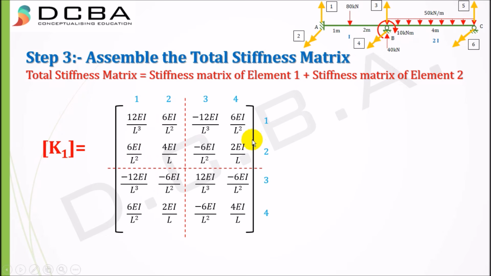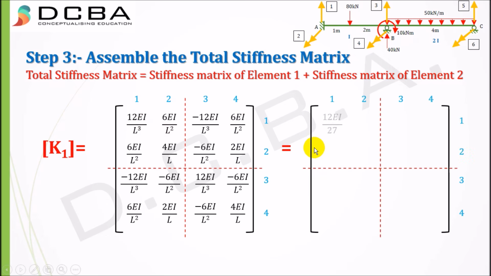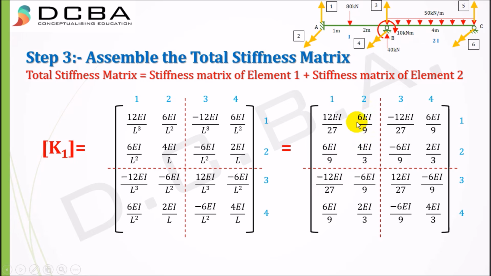Now we need to substitute the appropriate I and L. For element 1, I is I only, and L is 3, that is 1 plus 2, 3. So we substitute the values of I and L, and then we get the matrix as 12 EI by 27, since L was 3 and 3 cube is 27, 6 EI by 9, 6 EI by 9 again, 4 EI by 3, and then we need to copy all these elements here appropriately.